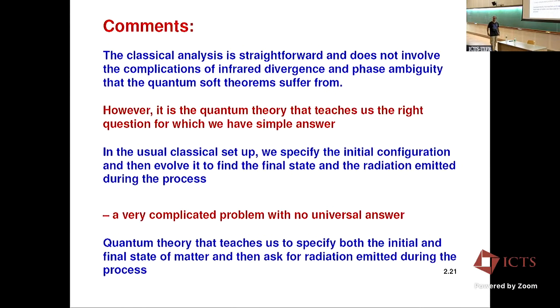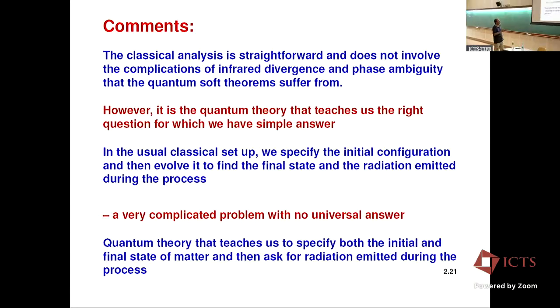Okay, so now let me make a few comments and then I'll end. I think I have convinced you that the classical analysis is straightforward, right? It may be complicated, but there's no subtlety there. We are just solving the equations iteratively. And in particular, it does not involve the complications of infrared divergence and phase ambiguity, etc., that the quantum soft theorems suffered from. As I said, in 4 dimensions, the quantum soft theorems have those issues and you have to deal with them. So from that perspective, one may feel that the classical analysis is certainly better than trying to go via the soft theorem.